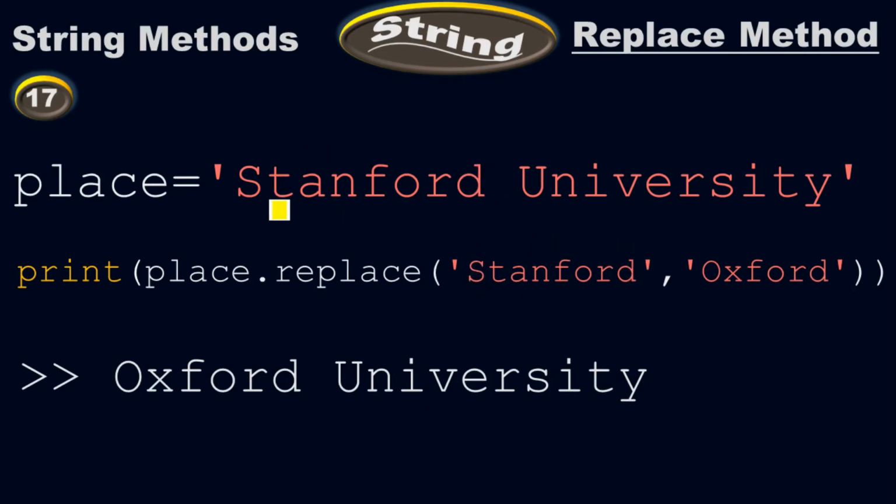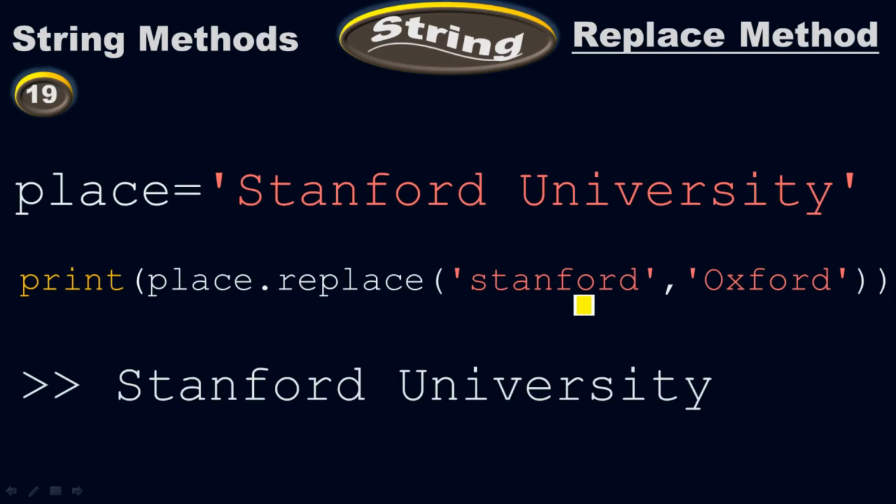You have to put the exact thing, whatever you have here. Don't change the lowercase and uppercase, and also don't change the spelling. Since I have Stanford with a small s, it didn't return my new output, which was supposed to be Oxford University. It simply returned my original expression, Stanford University. So you have to be very careful here. Always look at lowercase and uppercase. If you put something changed, you won't get the new output.